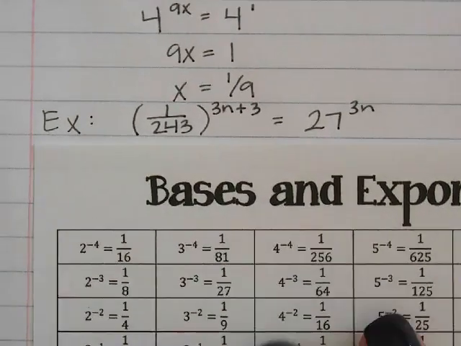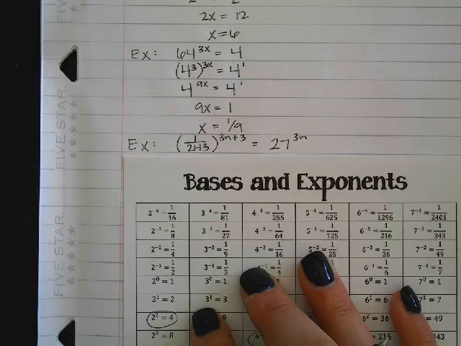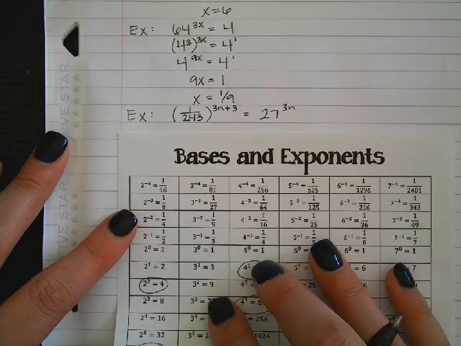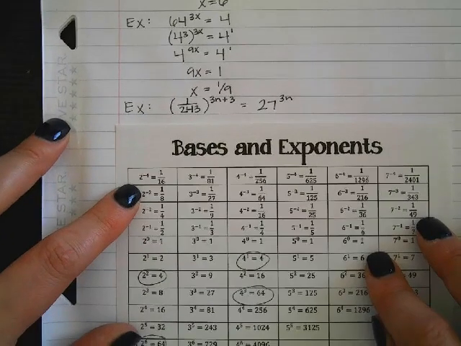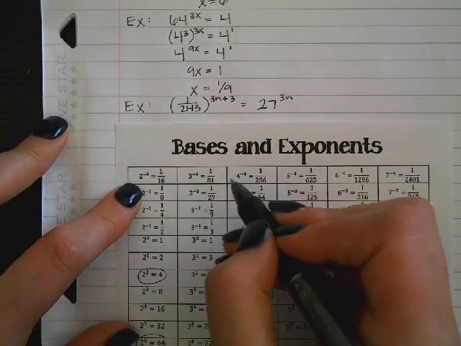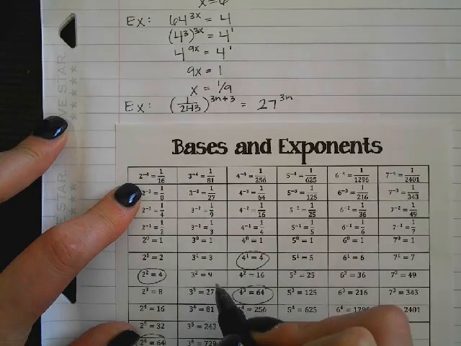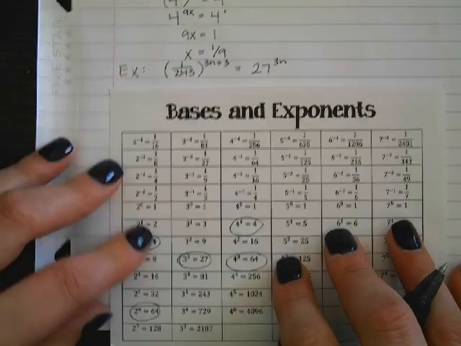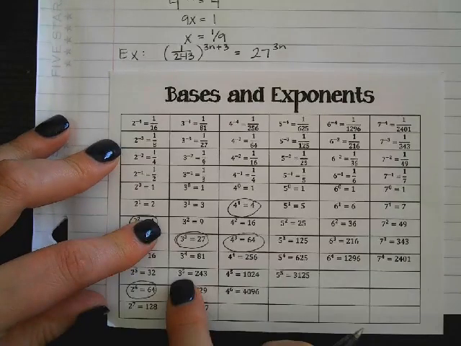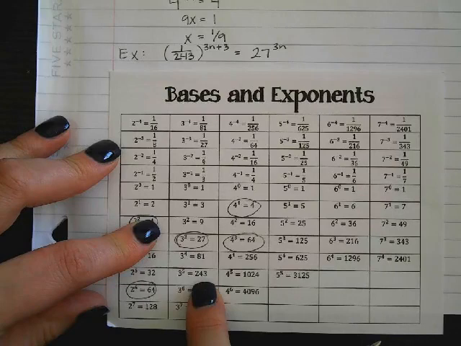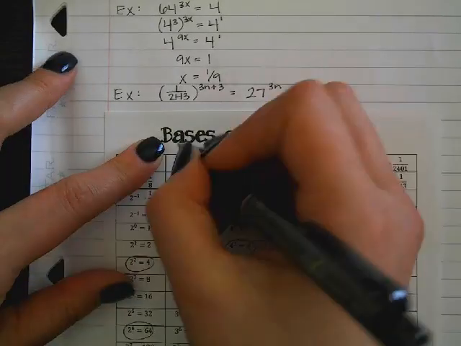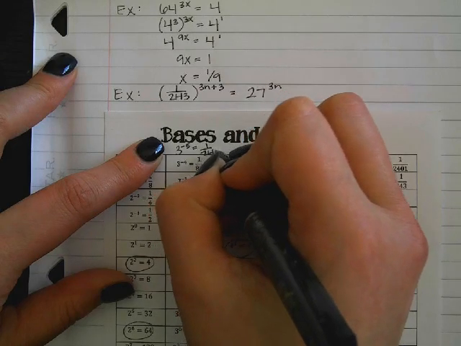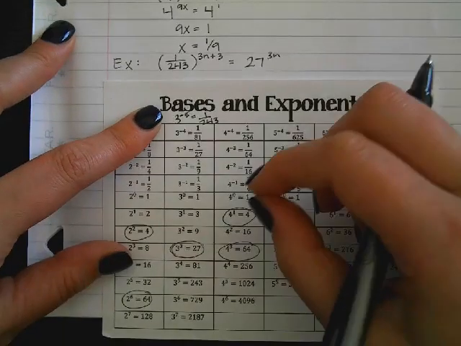So if we look at the sheet, we're trying to figure out where 1 over 243 and 27 show up in the same column. And if you look at the sheet, we can see 27 is down here. My chart actually doesn't go up to 1 over 243, but if you can see that 3 to the positive fifth is 243, then 3 to the negative fifth would be 1 over 243, because you can kind of see they go in pairs.